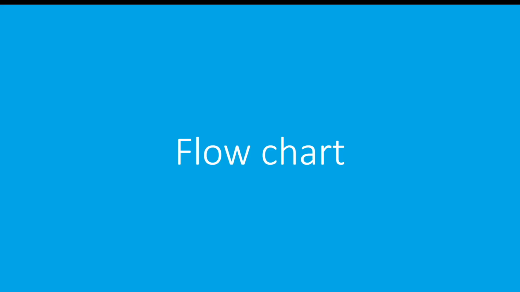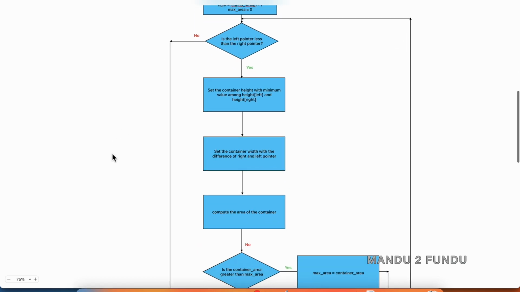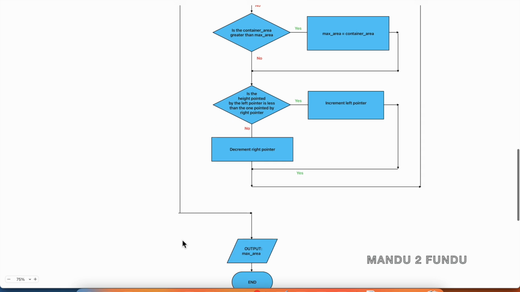Let's look at the flowchart. Input for this procedure is the height array. First we initialize the left and right pointers to point to the beginning and end of the array, and then we initialize the max area to 0. Then we check whether the left pointer is less than the right pointer. If it is true, then we enter the loop. Otherwise we break out of the loop and return the max area.